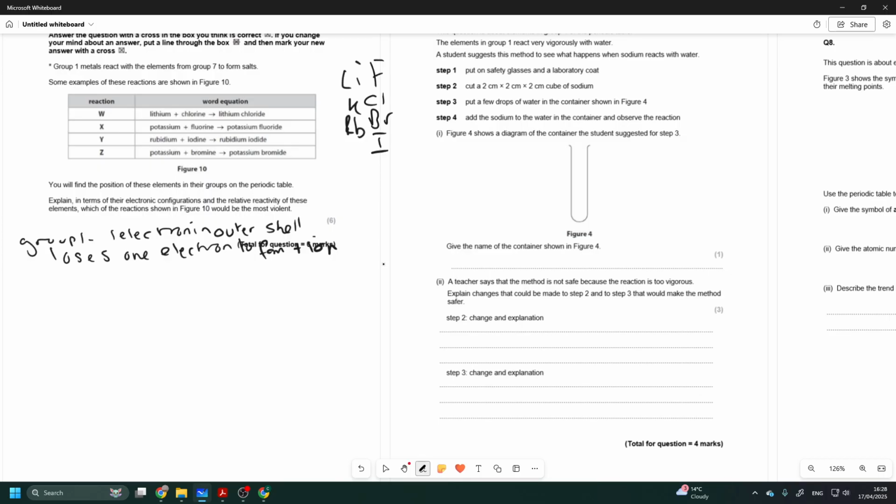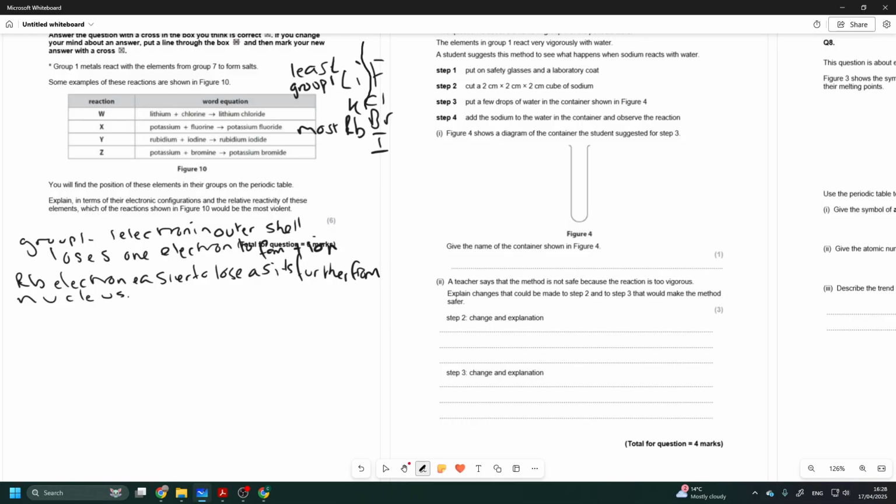As you go down the group, taking rubidium, the electron is easier to lose as it's further from the nucleus. So that's basically explaining the reactivity of the group 1s. So basically, up here we've got the least and the most reactive for group 1.